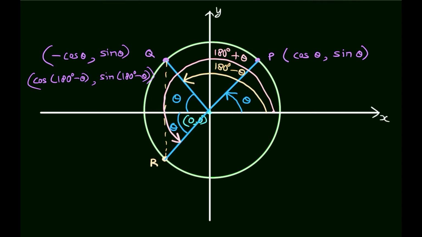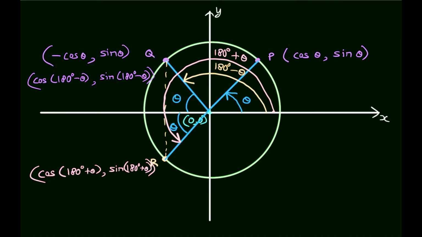So now I know the anti-clockwise angle for point R. So I can write the coordinates of point R, which will be cosine of 180 degrees plus theta, comma sine of 180 degrees plus theta. So these will be the coordinates of point R, right? What is the other way of writing the coordinates of point R?